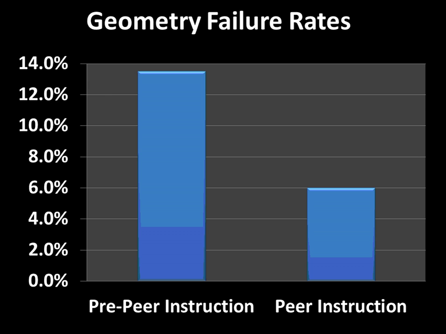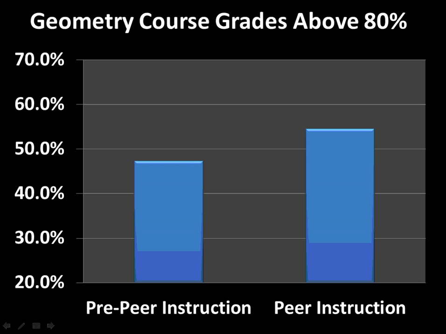In geometry, from looking at our failure rates before we did peer instruction to after we did peer instruction, our failure rates are down significantly. Also for geometry, when you look at the overall course grade, prior to peer instruction, the percent of students that got above 80% went from about 46 all the way up to about 54%. So it's a significant increase in overall course grades with peer instruction. And that's with multiple times of teaching it here and multiple times of teaching it here. So it's not just one class coming through.